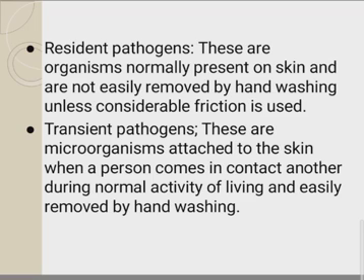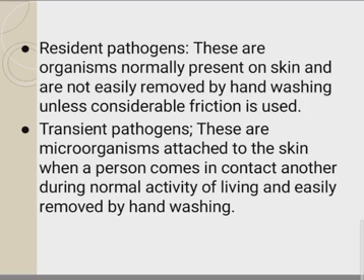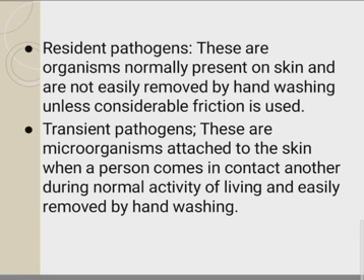So, what is transient pathogen? Transient pathogens are the normal pathogens that are seen on our skin, which can be removed easily by hand washing, but no friction is required there. These are microorganisms attached to skin when a person comes in contact with another during normal activity of living and easily removed by hand washing. So resident pathogens cannot be easily removed by hand washing, but the transient pathogens can be easily removed by hand washing.